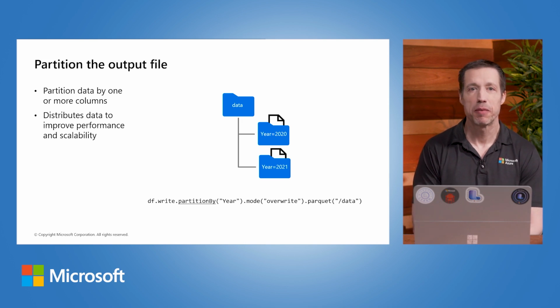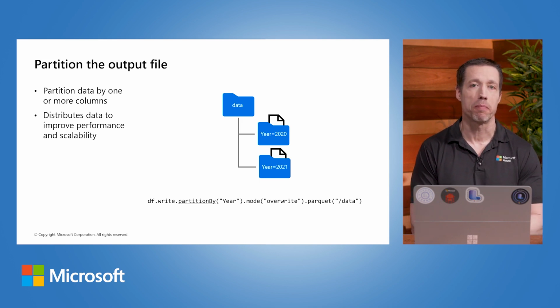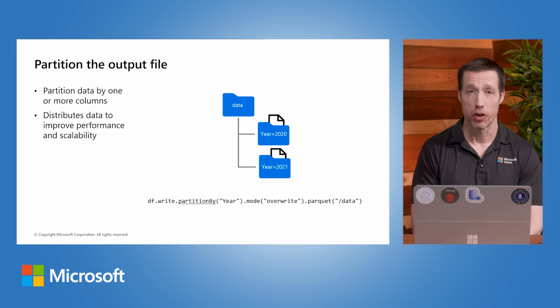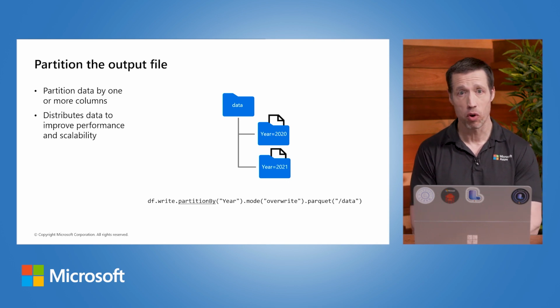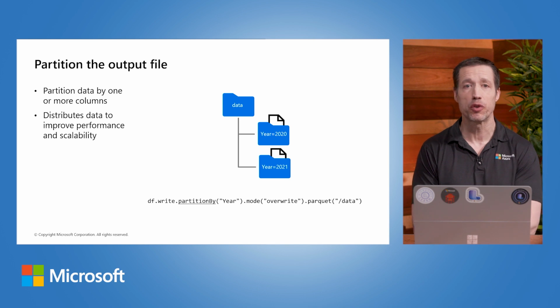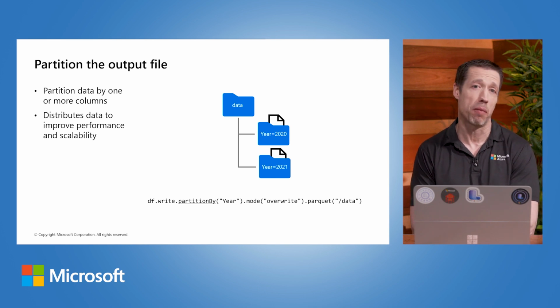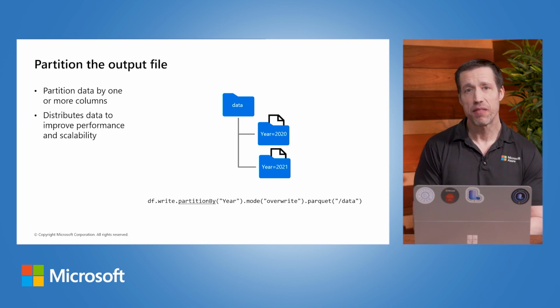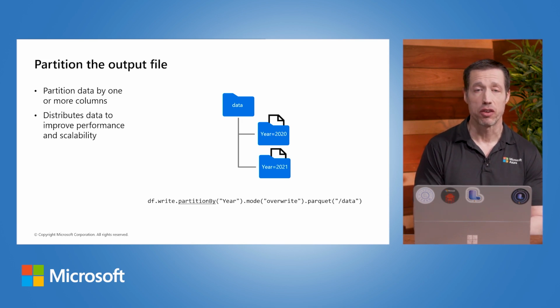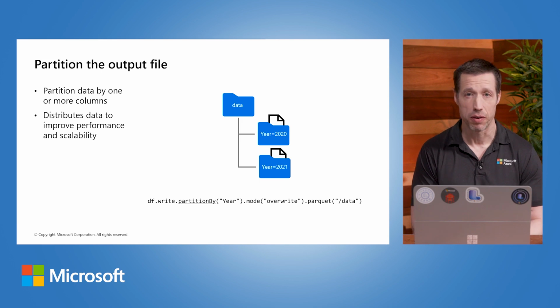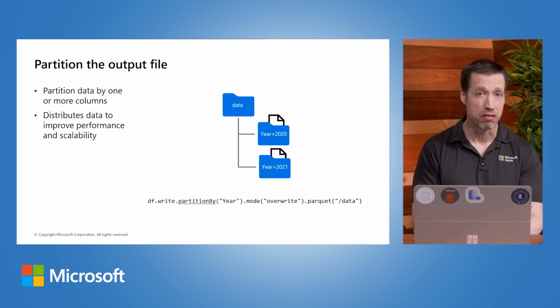Partitioning is an optimization technique that enables Spark to maximize performance across the worker nodes. More performance gains can be achieved when filtering data in queries by eliminating unnecessary disk input-output. To save a data frame as a partitioned set of files, use the partition by method when writing the data. The following example saves the data frame DF and partitions the data by year.